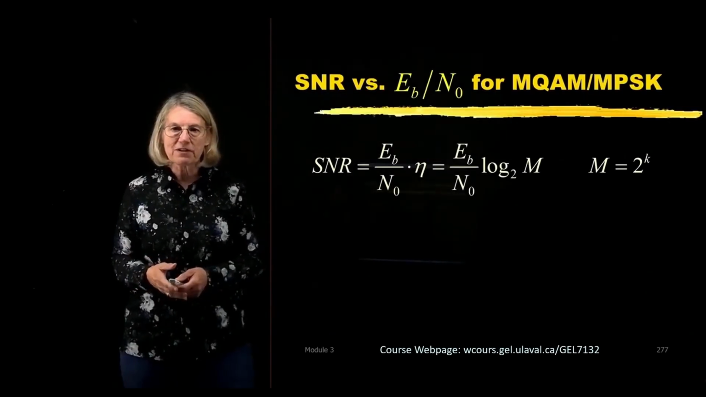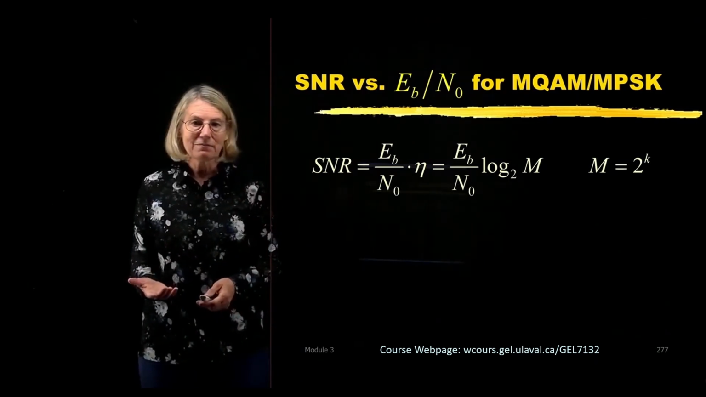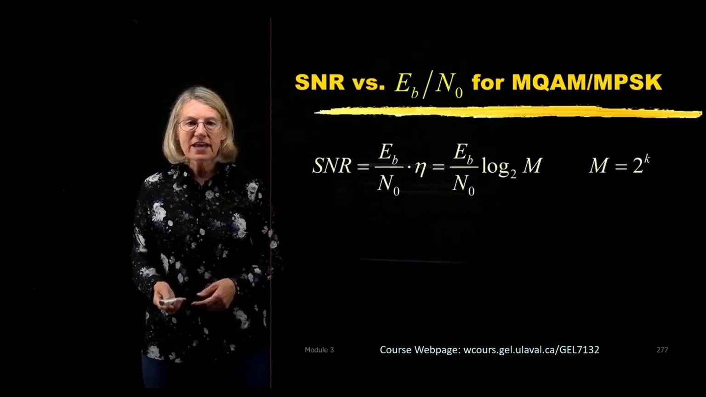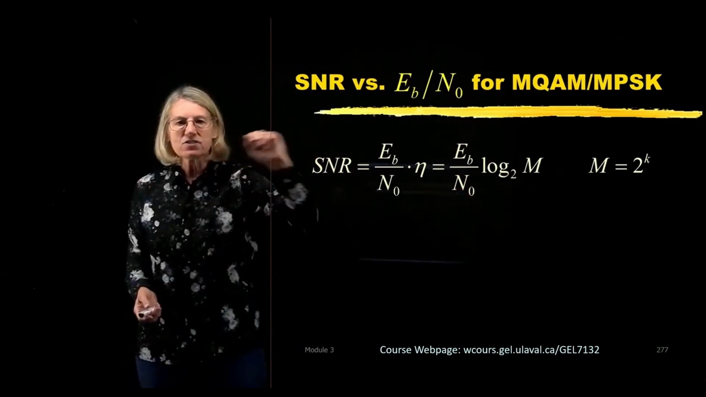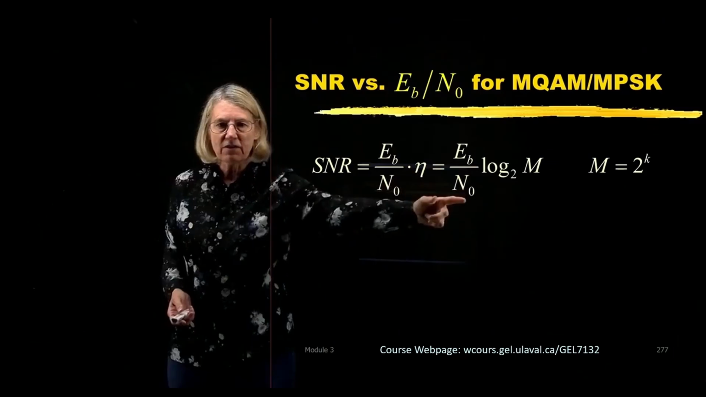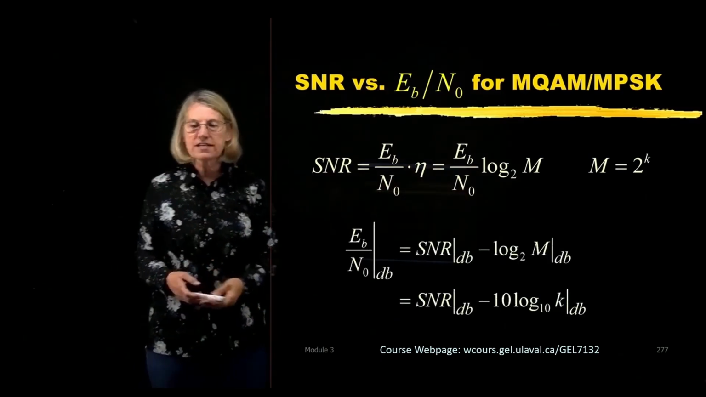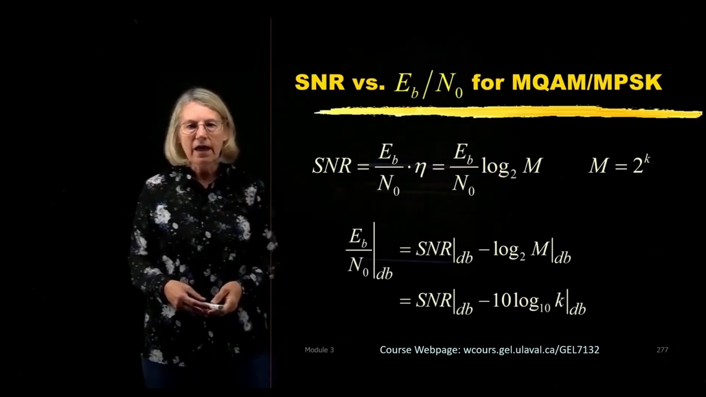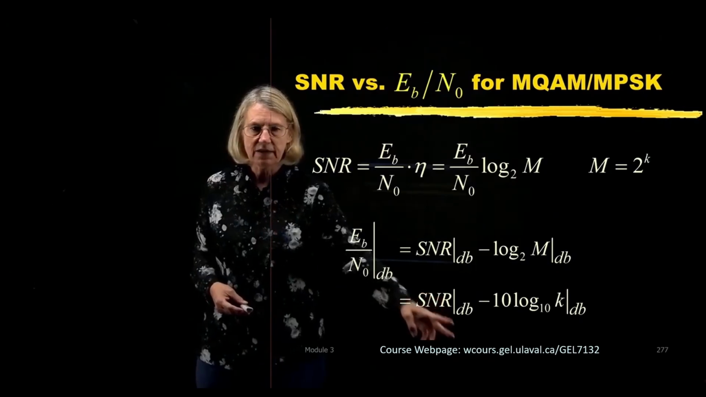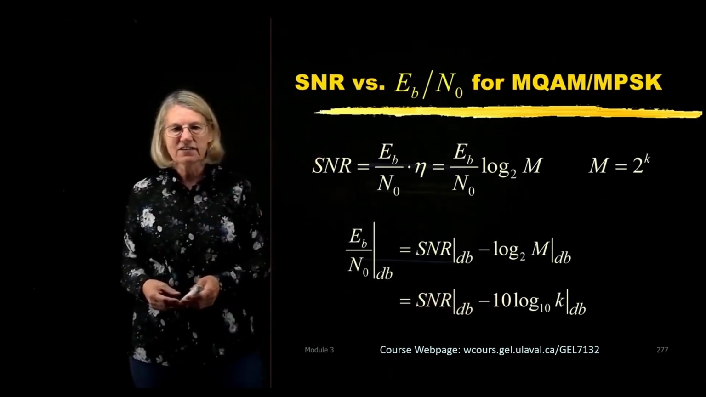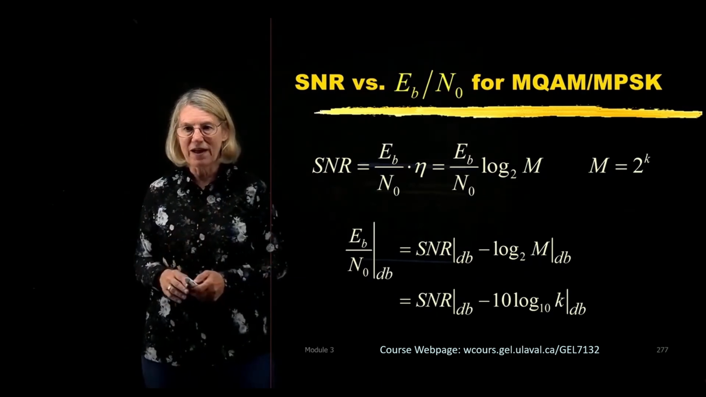Let's take a specific example of one modulation format. Let's take M-QAM or M-PSK. They have the same spectral efficiency. In this case, log2(M) is the spectral efficiency for QAM or M-PSK. So if I wanted to go from Eb over N0 to SNR, I would just multiply by log2(M). And of course, SNR is usually given in dB. If I put everything in dB, that means that Eb over N0 in dB would be the SNR in dB minus 10 log10 of k, which is the number of bits per symbol. And again, this is for M-QAM and M-PSK.